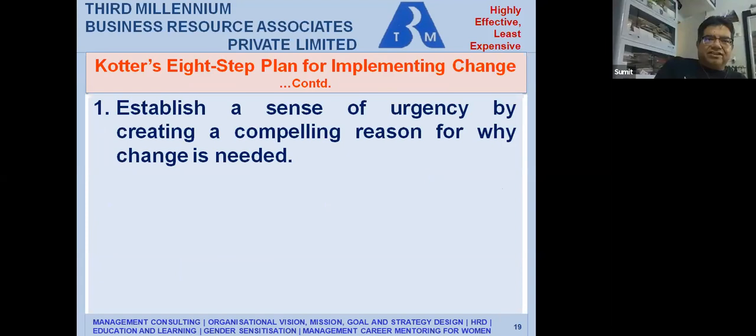So the first step in his model is covering the first difficulty that you faced, not being able to create a sense of urgency. So his first step is establish a sense of urgency by creating a compelling reason for why change is needed. Why do it? What benefit will come from it? And here comes the typical question, what's in it for me?